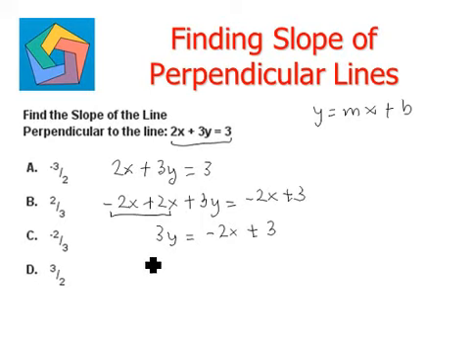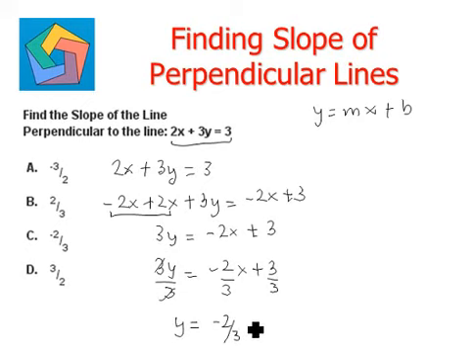Now we have to make the coefficient of y as 1, so we divide by 3 on both sides. Plus 3 divided by 3. Simplifying this, we get y equals -2/3 x plus 1. Now comparing this to the slope intercept form, we have m equals -2/3.